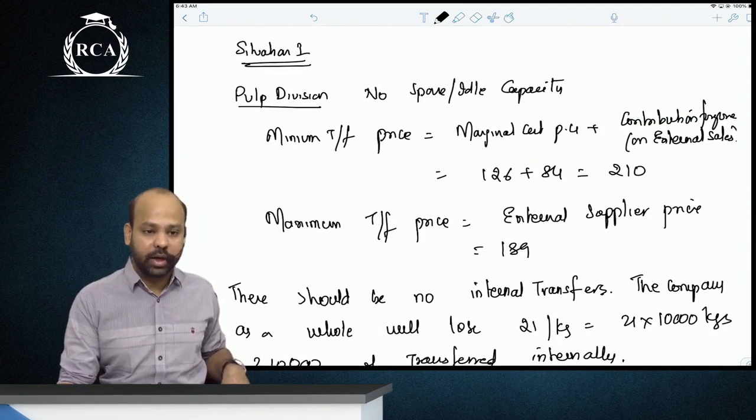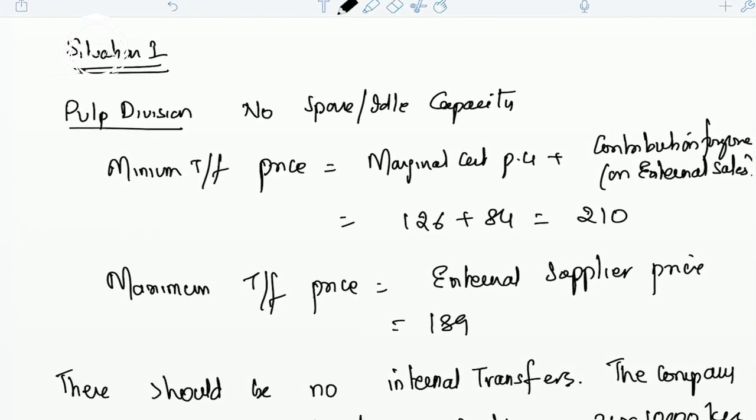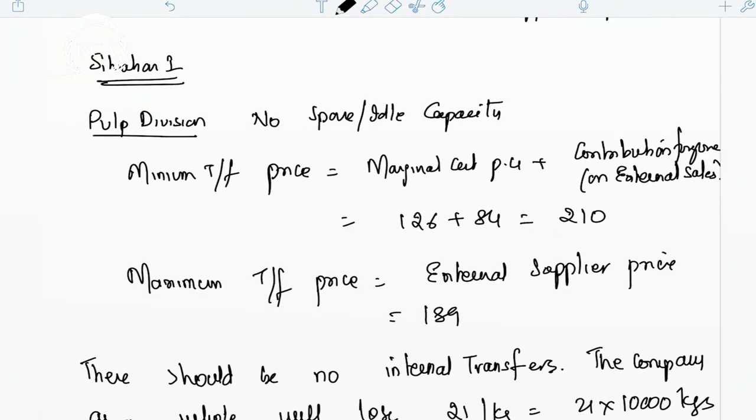Situation 1. Copy, guys, and then we'll proceed to situation 2. If you are doing it on your own, guys, well and good. You can directly proceed to situation 2. You do not have to wait.